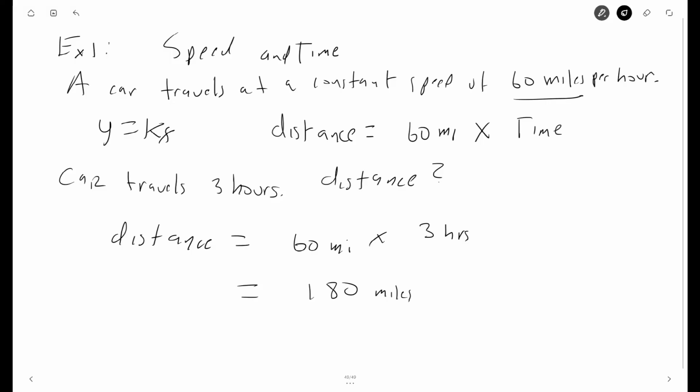And actually, to be in accordance, yes, we're okay. 180 miles. Okay, let's go to the next example.